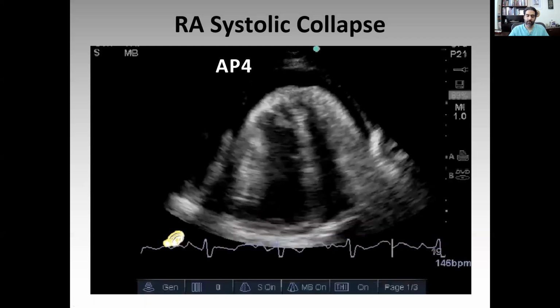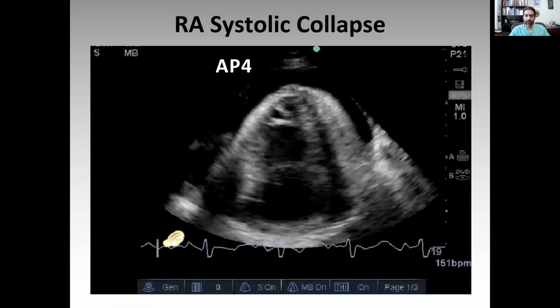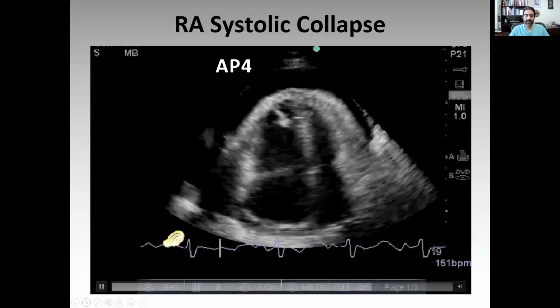Okay. So systolic right atrial collapse occurs earlier on in the evolution of tamponade. So you can identify tamponade earlier, but it is less specific than diastolic RV collapse.